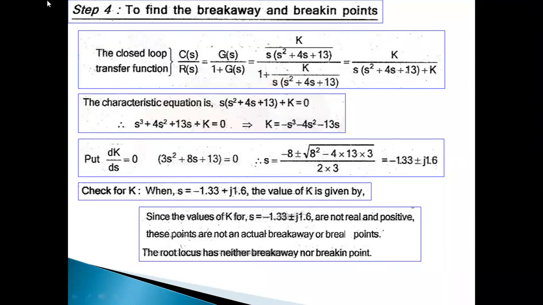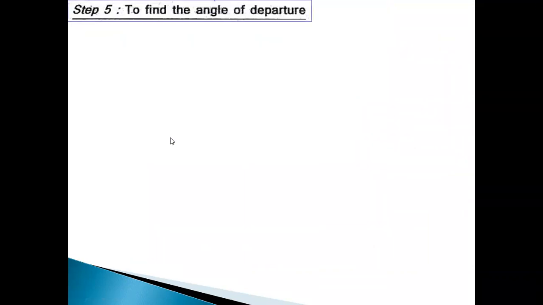So next step, angle of departures and angle of arrivals. In some cases we have to calculate angle of arrivals, and in some cases angle of departures. When in the given problem only real poles and real zeros are present, there is no need to find out the angle of arrivals and angle of departures.